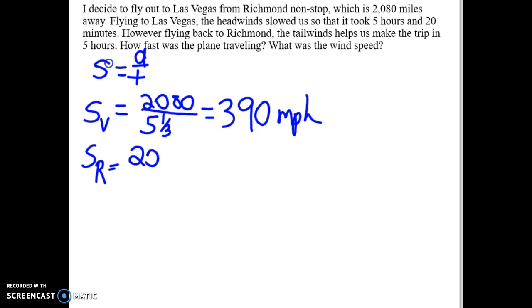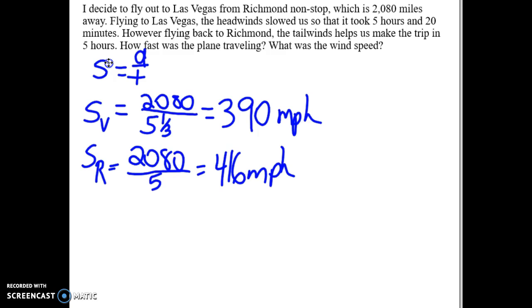Then I'm going to look at coming back towards Richmond. I know again I'm going 2,080 miles, and this time it only took me 5 hours, so I was able to do a little faster. So that means I was traveling 460 miles per hour. Now, the thing to remember is that that is the speed that takes the plane into account as well as the wind. So I need to pull those two apart.